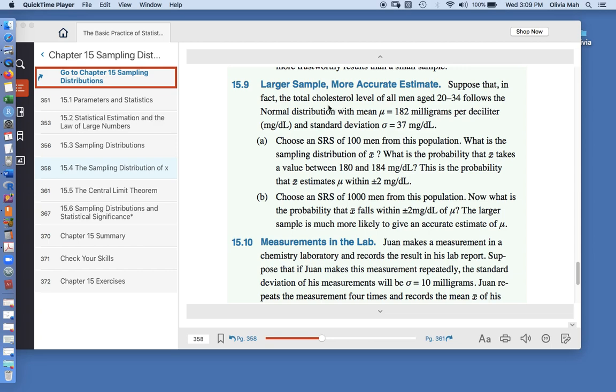This time we're measuring the cholesterol level of all men, and we are told that the cholesterol level of all men follows the normal distribution. Subpart A asks you to choose a sample of size 100 and asks about two things. One is the sampling distribution of the sample mean, and the second is the probability that any randomly selected sample mean will have a value between this and that. Let's just do the first part of subpart A.